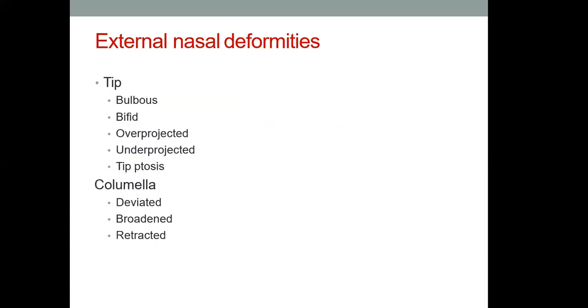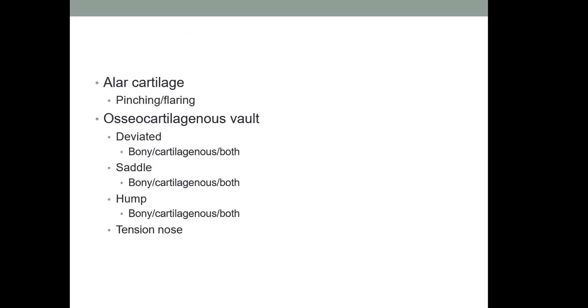Now I'll talk about the deformities. We have different areas of deformities. I'll start with the tip. It could be bulbous, pivot, overprojected, underprojected, or ptotic. The columella could be deviated, broadened, or retracted. The alar cartilage could be pinched or flaring. Osteocartilaginous faults: deviated, saddling, humping, or tension nose.